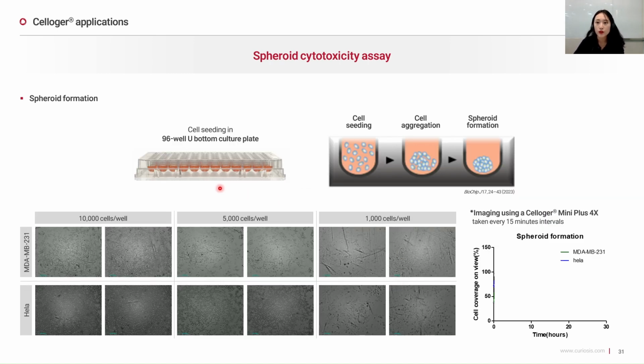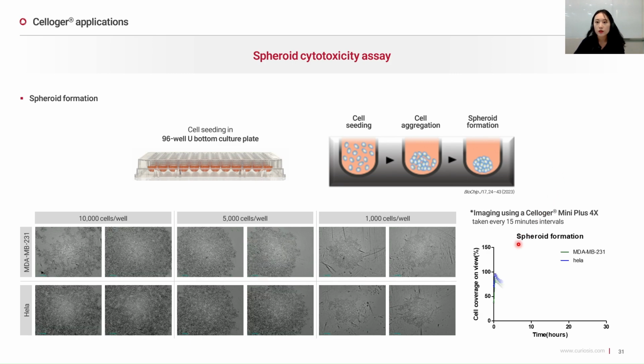For spheroid formation, there are various methods available, but we choose to seed the cells in 96-well U-bottom plate. In these U-bottom wells, the cells come into contact with each other and gradually aggregate into round shapes, forming spheroids. This process can be clearly seen in the video below.